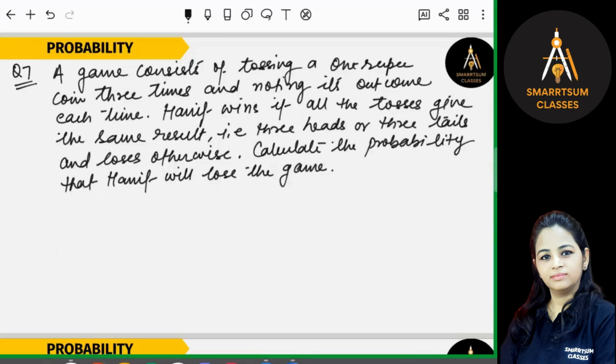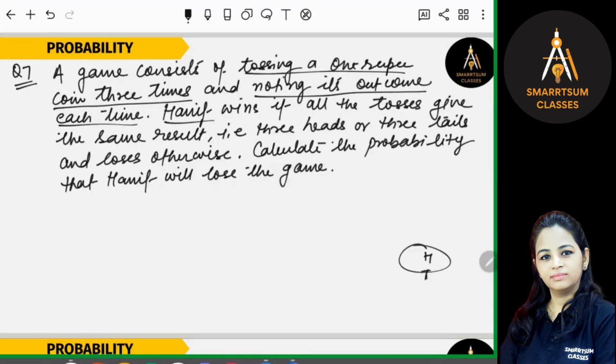Now look at question number 7. A game consists of tossing a 1 rupee coin 3 times, as we generally play this game with our friends, and noting its outcome each time. On one side there is a head, on the other side there is a tail, and we are tossing it 3 times, and every time we are noting down the result.